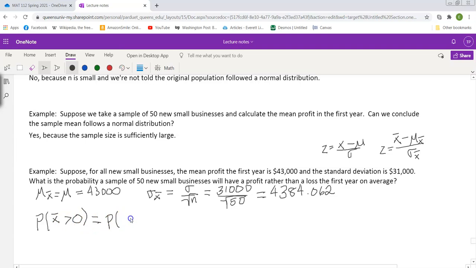So let's convert to z, just like we did before. And 0 goes on the top here, because that's what our theorized x bar was, minus mu sub x bar, so 43,000. And we're going to divide by sigma sub x bar, which we found to be 4384.062.